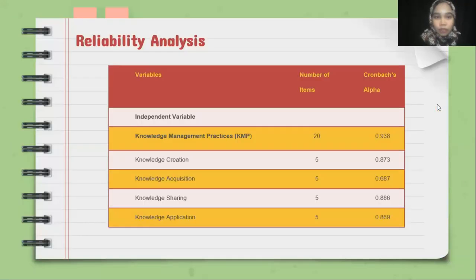So this is the result. As you can see, this is the reliability analysis. According to the table, knowledge management practices, KMP, have the highest Cronbach's alpha with 0.938. Thus, this explains the respondents understand what the questions are all about.